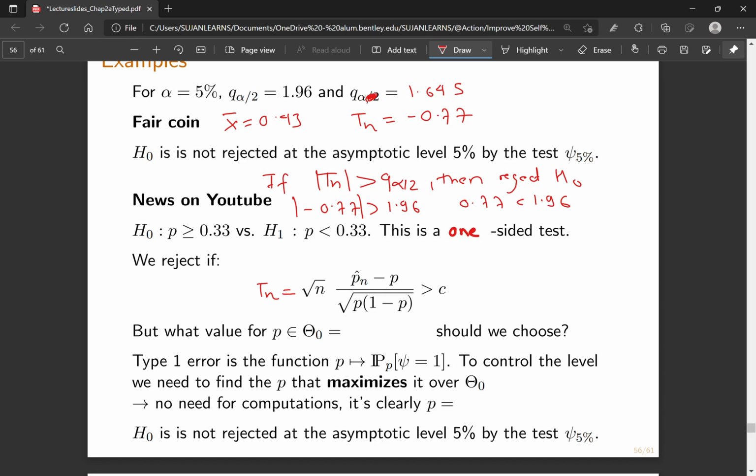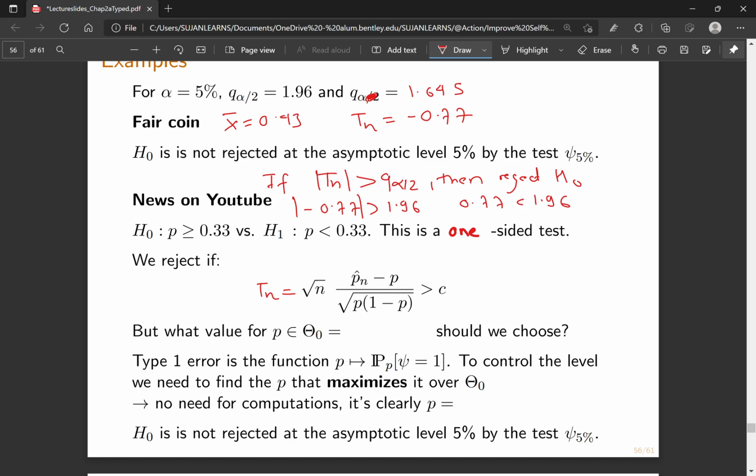And why are we doing a one-sided test? Why are we not doing a two-sided test here? Can you guess? We are doing one-sided because we are not asking whether the average American sees more than 33%. We are only concerned about less than 33%. That's why we are only concerned about a one-sided test here.